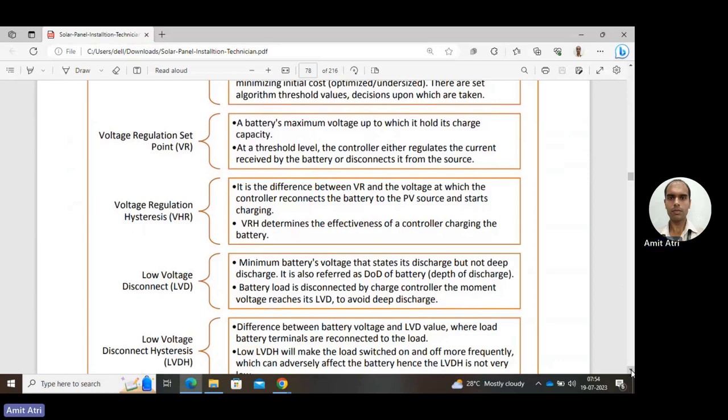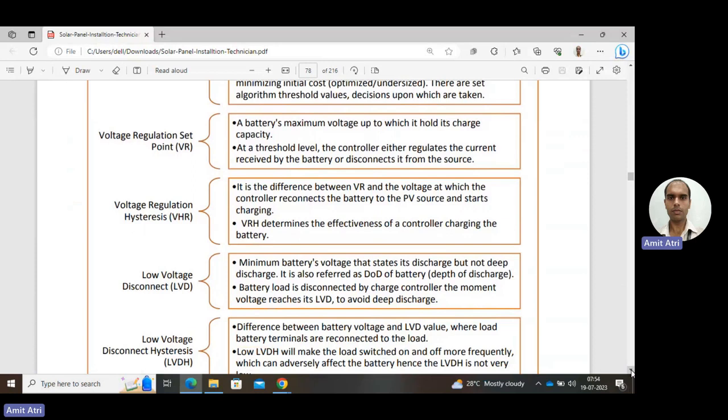Then immediately it will not reconnect the solar panel. At some other lower voltage, because voltage is decreasing from the maximum value, at that certain value, again the solar panel will be reconnected with the battery. So this range between the maximum value and the reconnecting voltage is what we refer to as the voltage regulation hysteresis. And similar is the case with discharging.